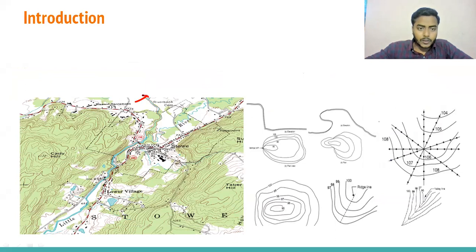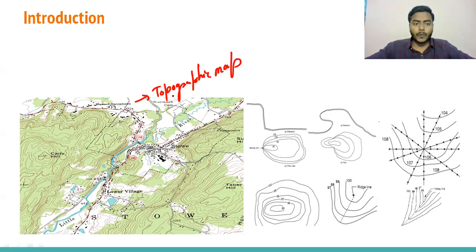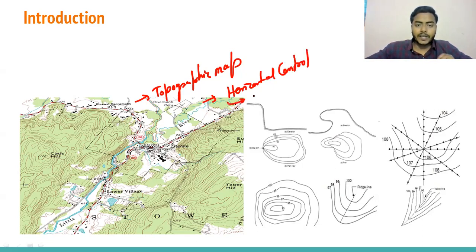So this is one topographic map. You can see here topographic map. By drawing a topographic map, we need a horizontal distance between 2 points. We need vertical distance between 2 points. It means we need horizontal control also, like distance, angle, and vertical control also.